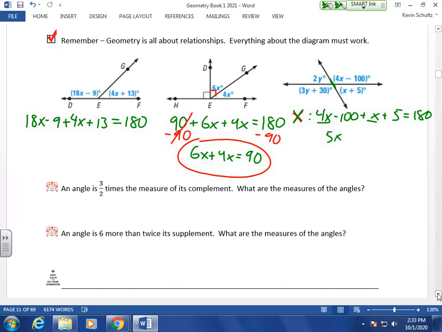And then how do our constants combine? Negative 100 and positive 5 combined to equal what?